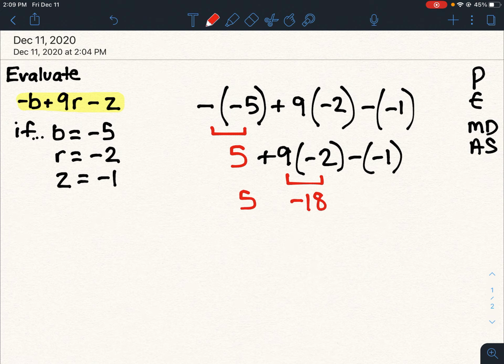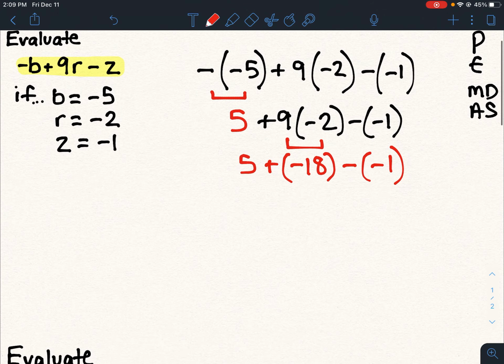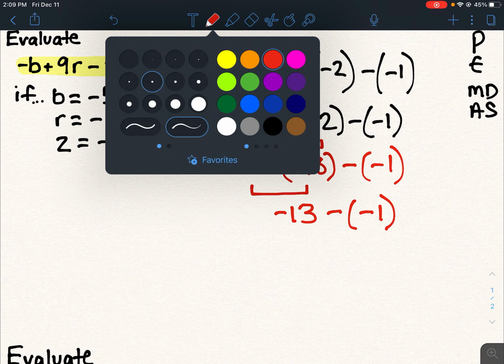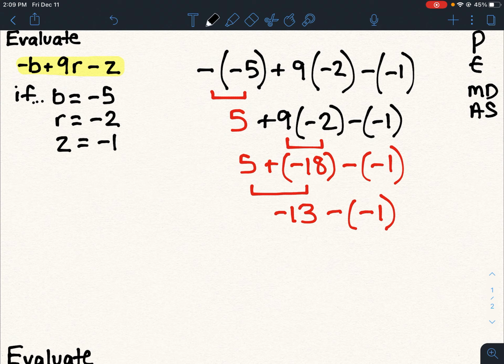So I still have 5 plus, I got -18, minus -1. Now I have addition and subtraction, which I can solve from left to right. So the next thing I'm going to do is 5 plus -18. 5 plus -18 is -13 minus -1. Now I'm going to use keep, change. So -13 minus -1 becomes -13 plus +1. And -13 plus +1 is -12.